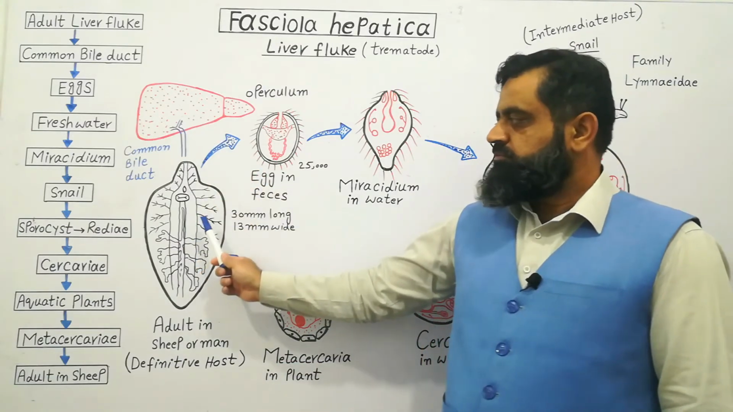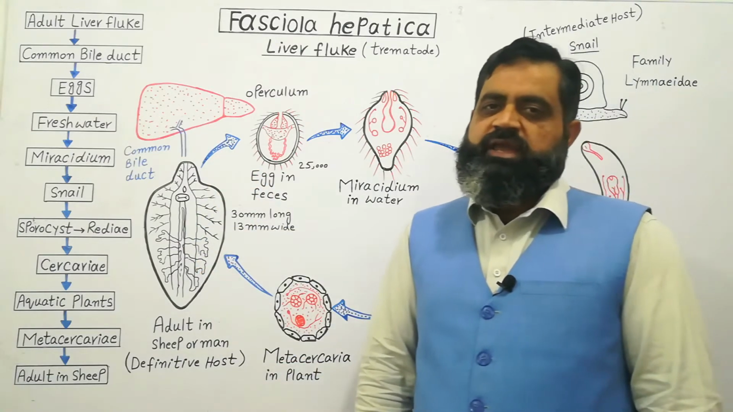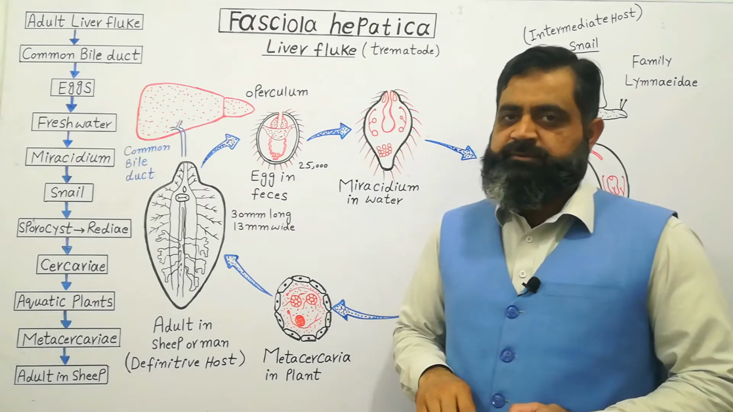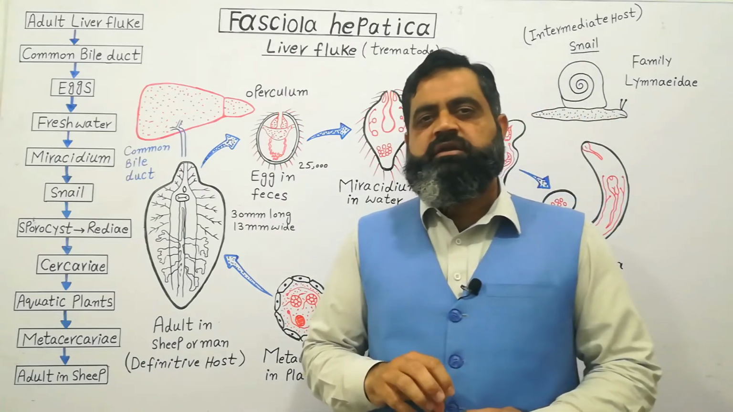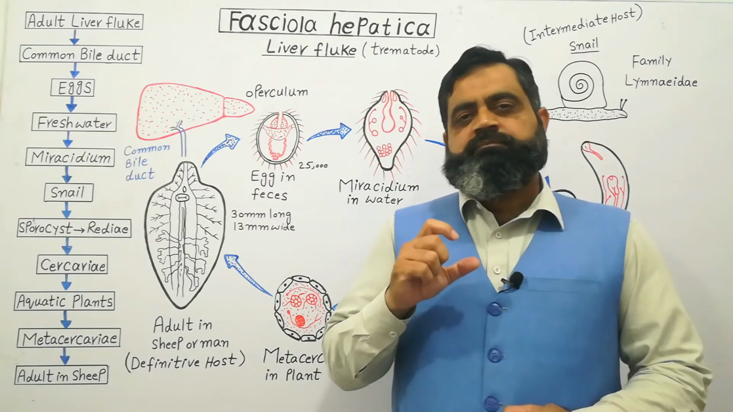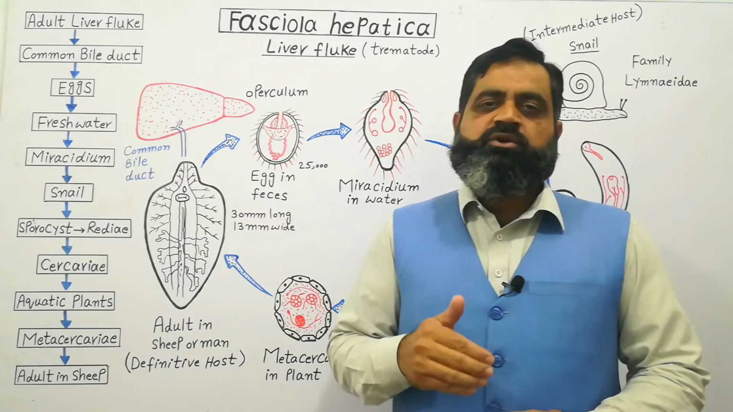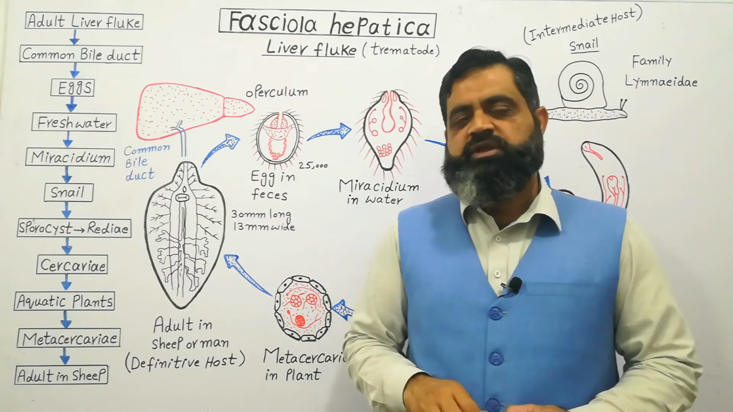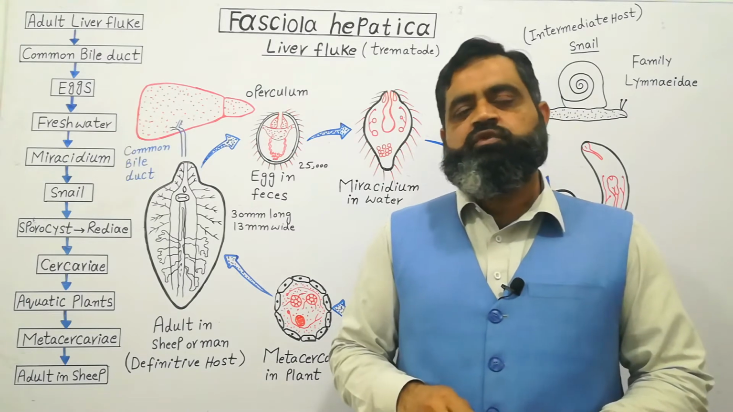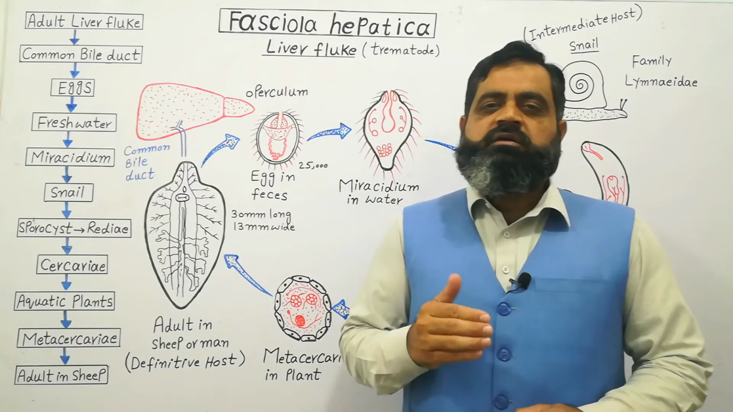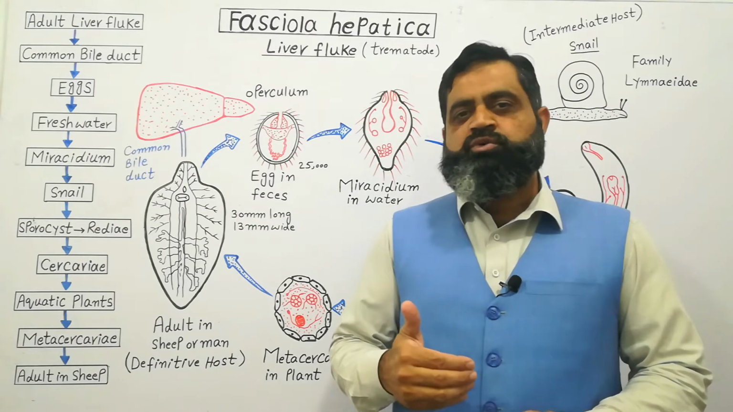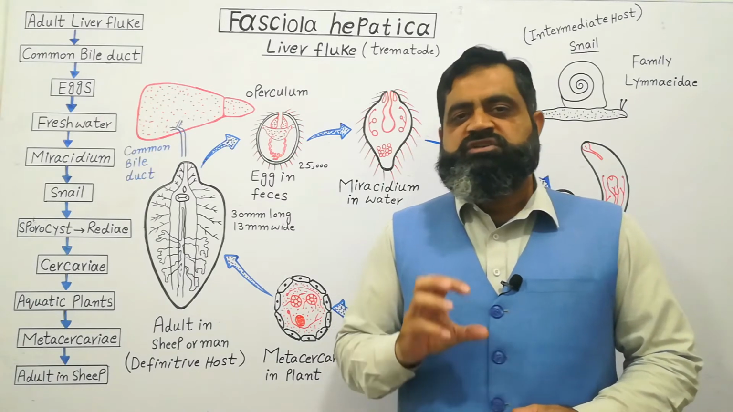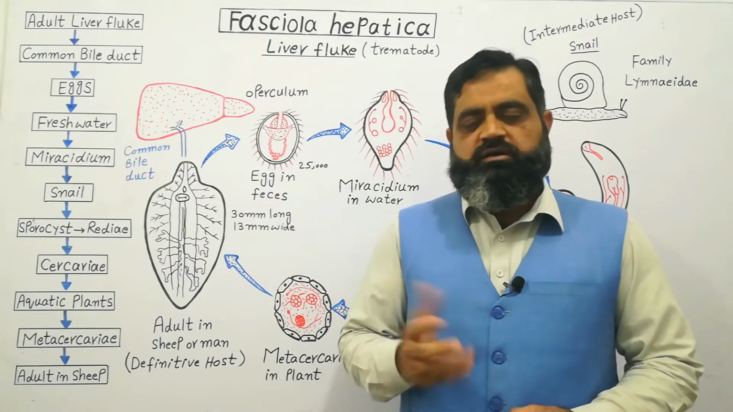In adult form, liver fluke lays eggs. Eggs are laid in large quantity, 25,000 eggs are laid. These eggs migrate to the small intestine and then to the large intestine, and through the large intestine they reach the rectum, and from the rectum with the help of feces they are removed from the body, and with water they are transported to some water body like a river, canal, brook or lake.